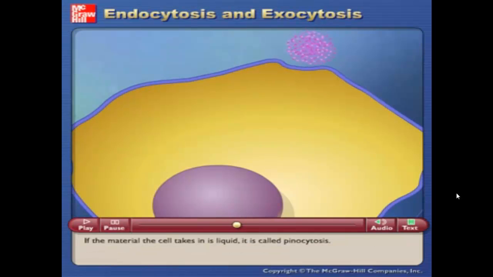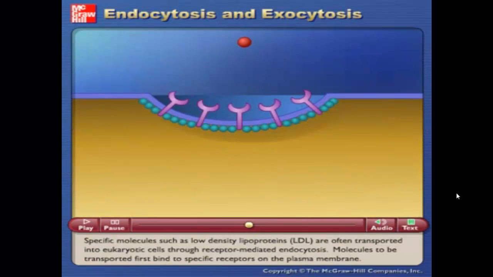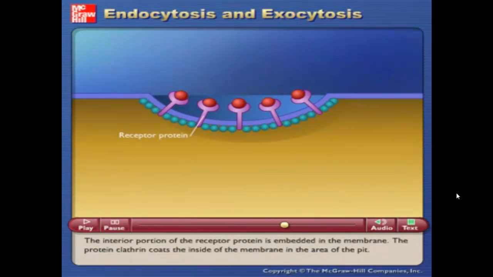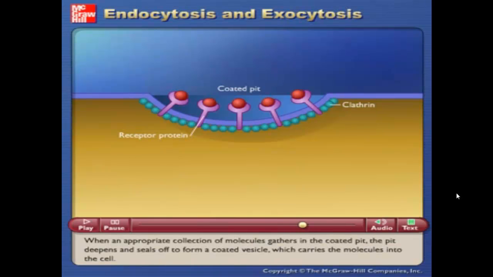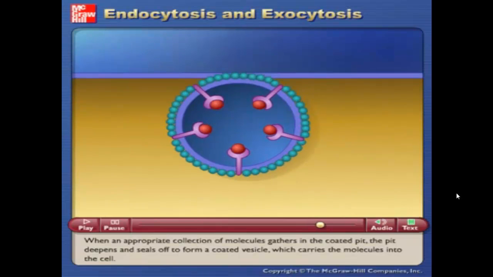If the material the cell takes in is liquid, it is called pinocytosis. Specific molecules, such as low-density lipoproteins, LDL, are often transported into eukaryotic cells through receptor-mediated endocytosis. Molecules to be transported first bind to specific receptors on the plasma membrane. The interior portion of the receptor protein is embedded in the membrane. The protein clathrin coats the inside of the membrane in the area of the pit. When an appropriate collection of molecules gathers in the coated pit, the pit deepens and seals off to form a coated vesicle which carries the molecules into the cell.